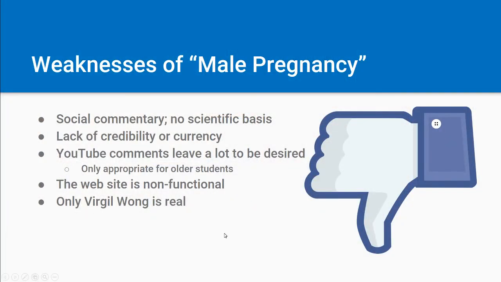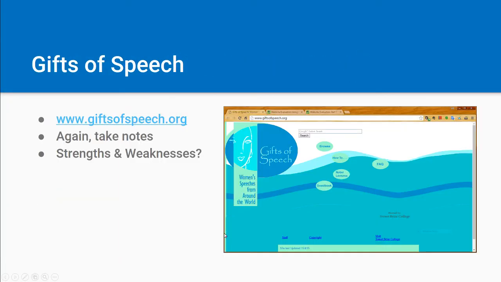Let's move on to another example. Let's look at www.giftsofspeech.org. Some websites are very picky about that, www. And what I want you to do here is to take notes like you did last time, and also look at the strengths and weaknesses. So I'll wait right here.